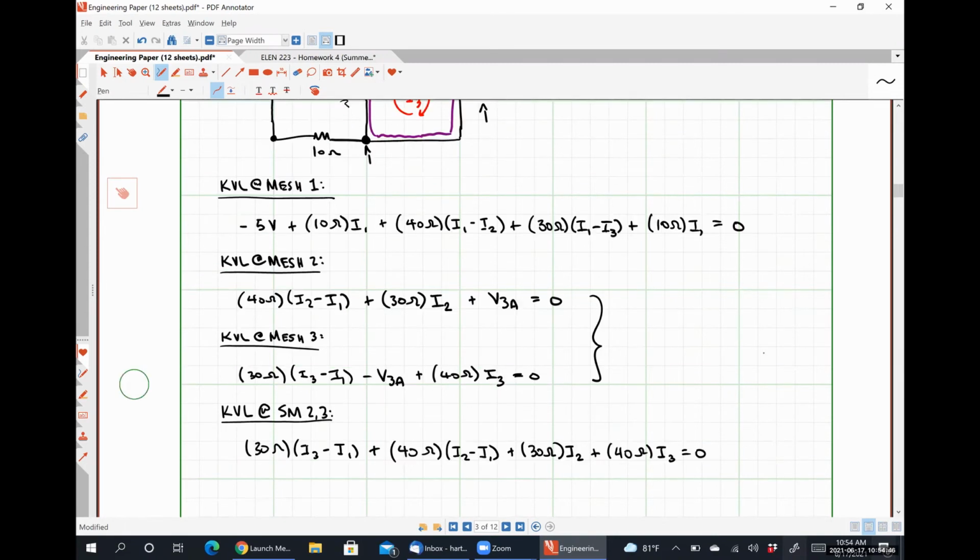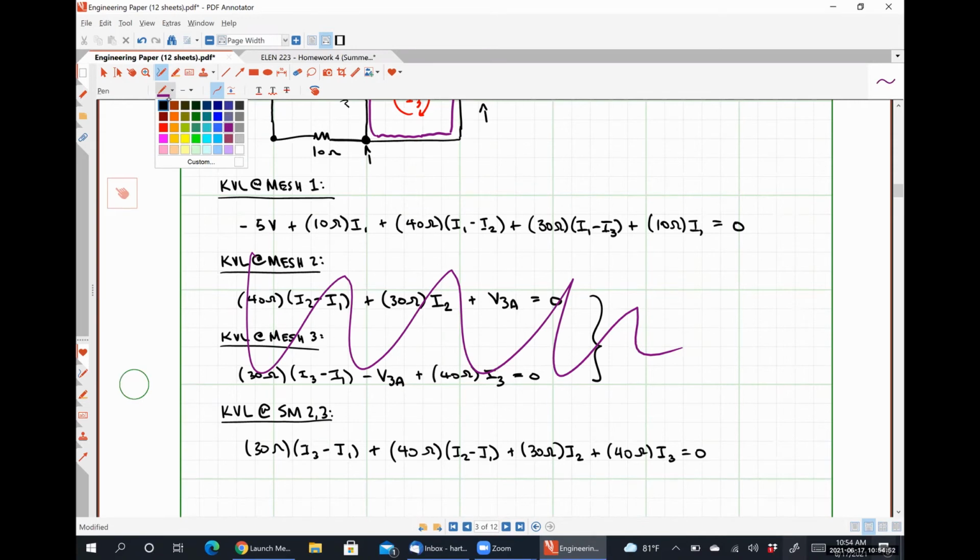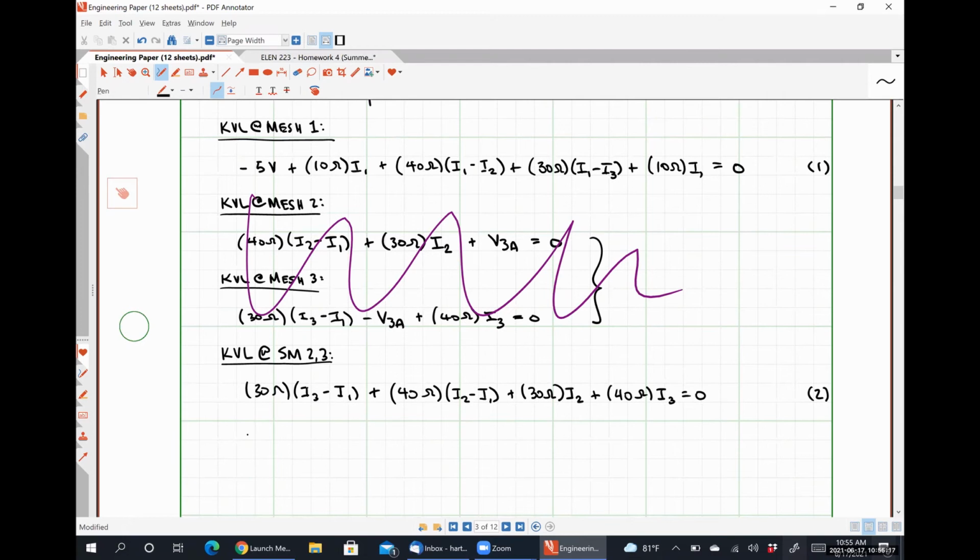So let me recross those guys out. So we have one equation here, two equations here. So we now have a situation, just like we had a little moment ago, where we have one more unknown than we have equations. So our last thing that we can do is create a current relationship equation.